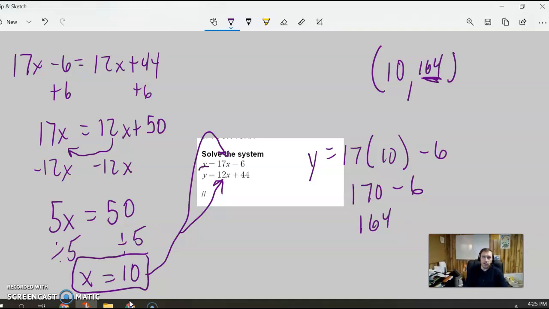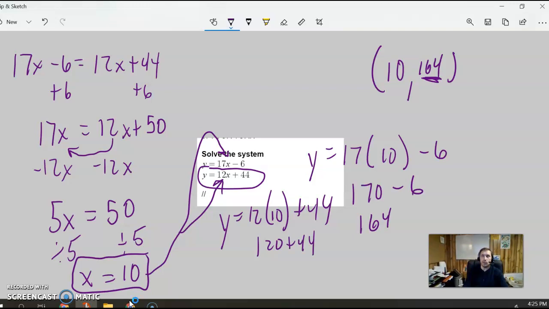Well, maybe you wanted to try the bottom one, so let's just show you quick how that works. y equals 12, my x value is 10, and I get 12 times 10 is 120. 120 plus 44 is 164. Boom. So no matter which equation you plug back into, you should get the exact same value. And now we're cooking.